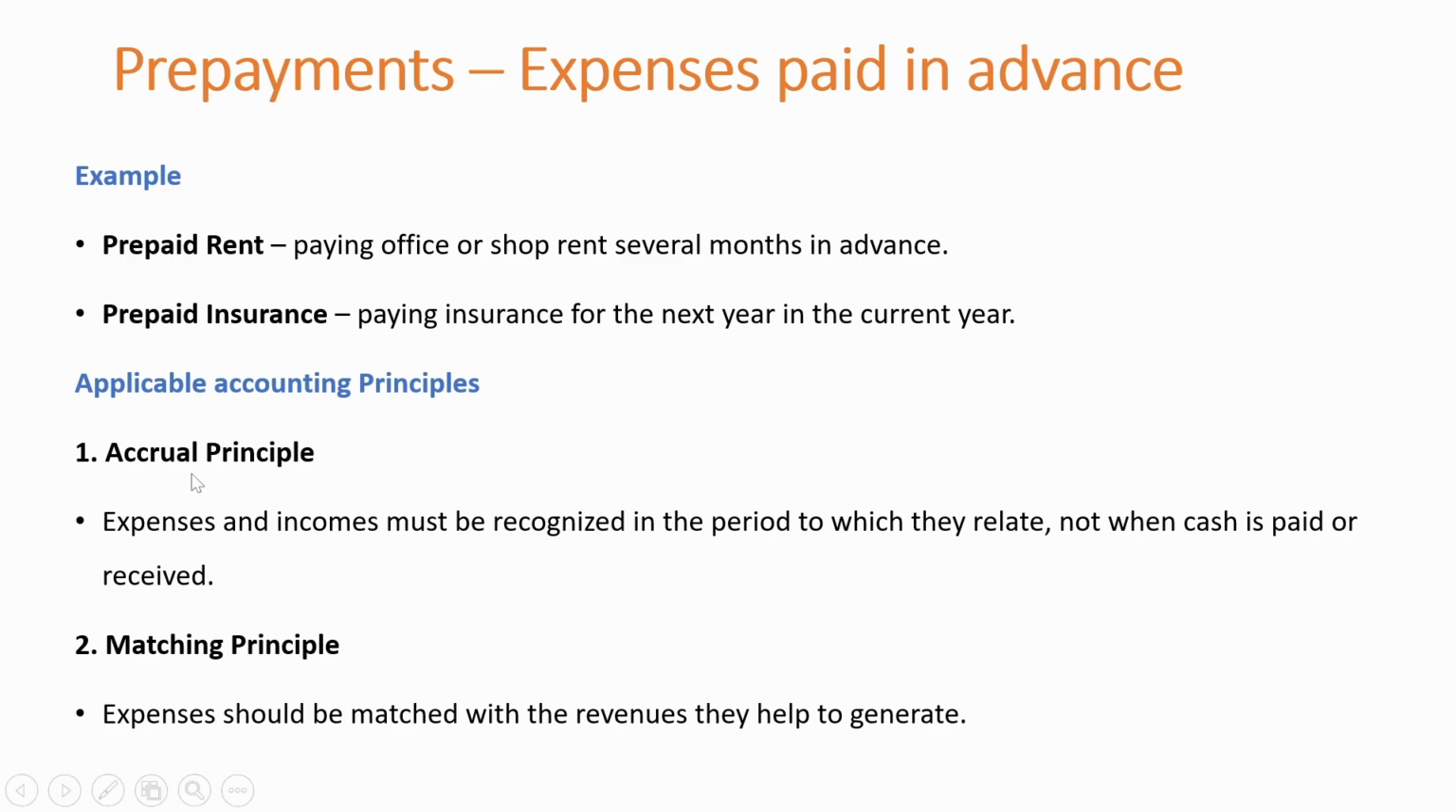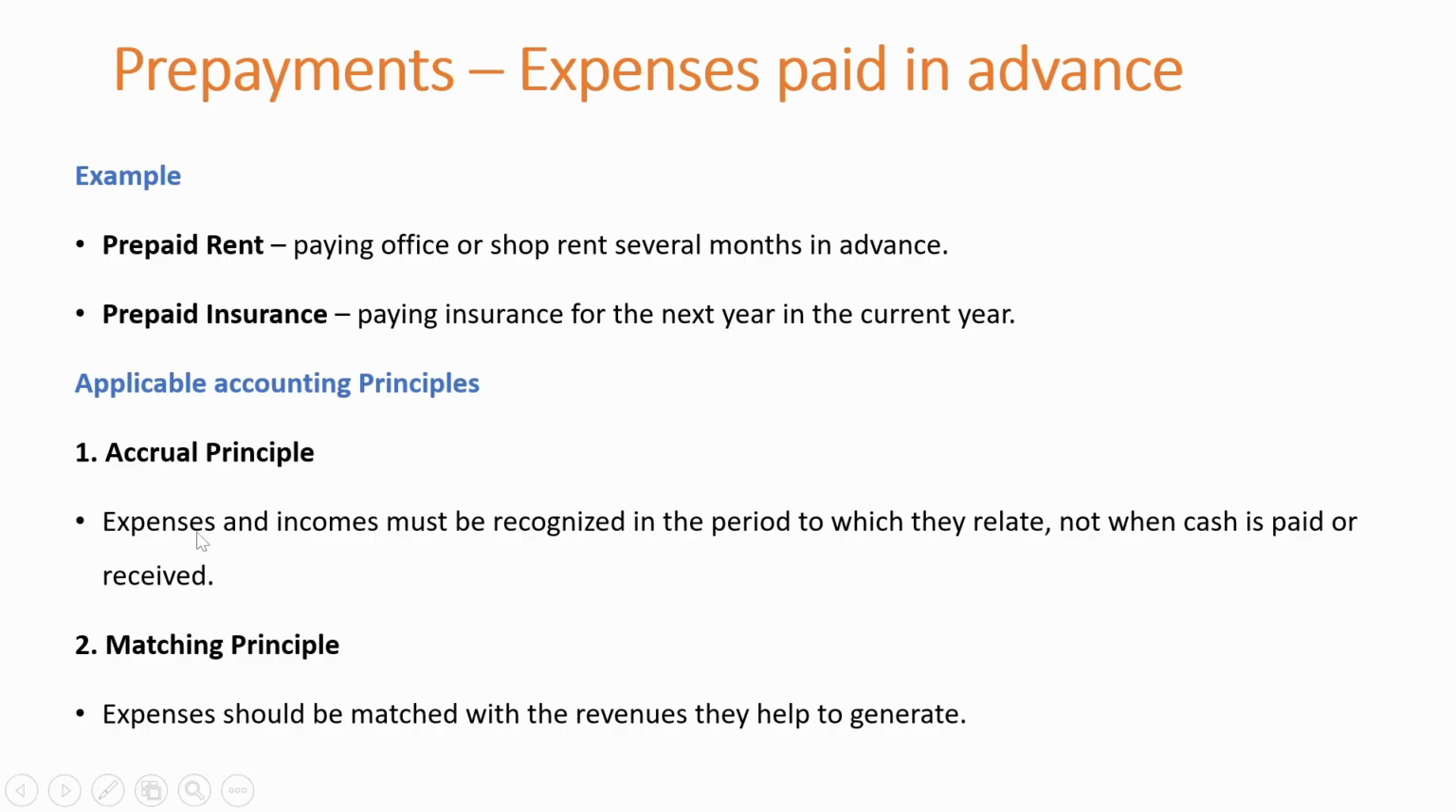The first one is called accrual principle. So according to the accrual principle, we normally say that expenses and incomes must be recognized in the period to which they relate, not when cash is paid or received. So let us go back to our example. Let's take prepaid insurance. So right now we are in 2025. You pay insurance for the year 2026. So we say that the expense belongs to the year 2026 and not 2025.